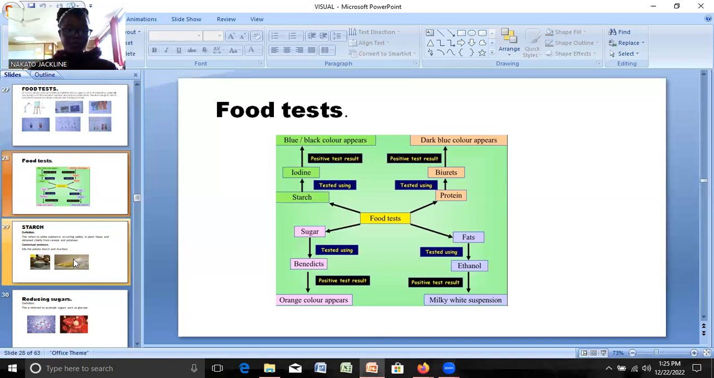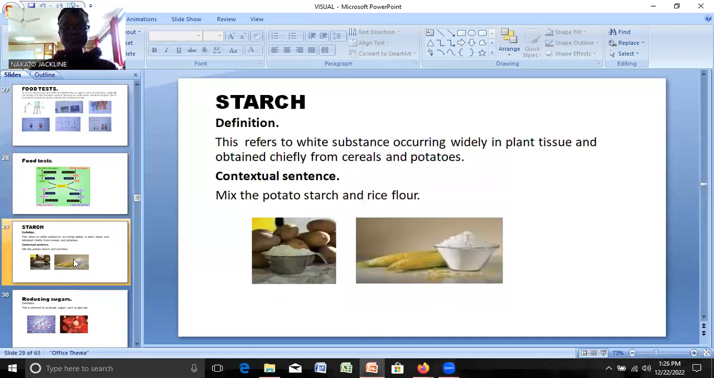We have another keyword, which is starch. When we talk about starch, this refers to a white substance occurring widely in plant tissues, mainly in plants, and this is common in potatoes and cereals. Here there is a picture showing us some Irish potatoes, and this is where starch is formed.